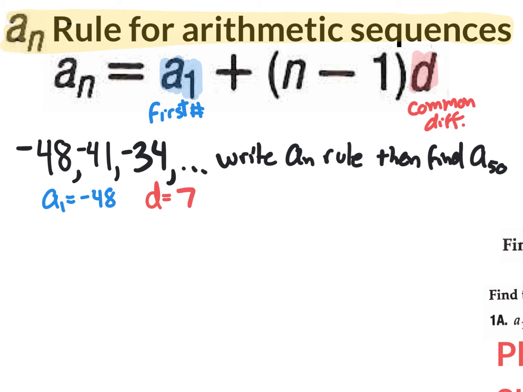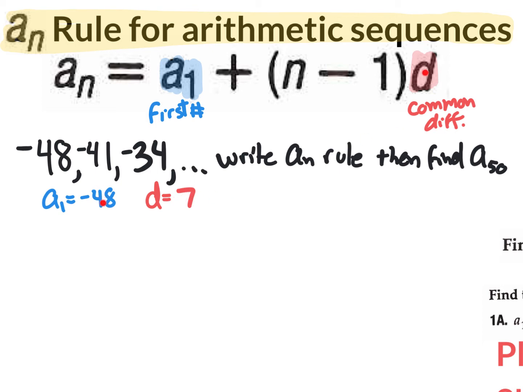And again, always take a number and subtract the previous number from it. So that's negative 34, take away negative 41. Minus a negative changes to plus. So you really have negative 34 plus 41, that is a positive 7. You don't have to check this one because I'm already telling you it's arithmetic, right? Anyway, we have these two bits of information.